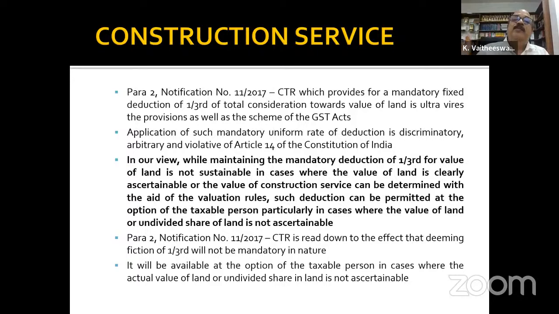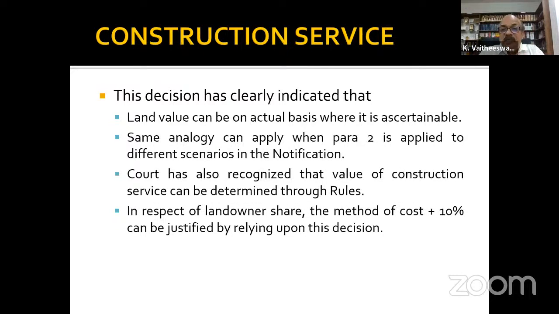Para 2 of the notification, which provides for a mandatory fixed reduction of 1/3 towards value of land, is ultra vires the provisions of the Act as well as the scheme. Application of such mandatory uniform rate is discriminatory, arbitrary, and violative of Article 14. And therefore, they read down by saying that, in our view, maintaining a mandatory reduction of 1/3 for value is not sustainable in cases where land can be actually valued. You can always have the option to say, I'll go by the actual value. Now, this decision clearly indicates that land value can be actual basis where it is ascertainable.